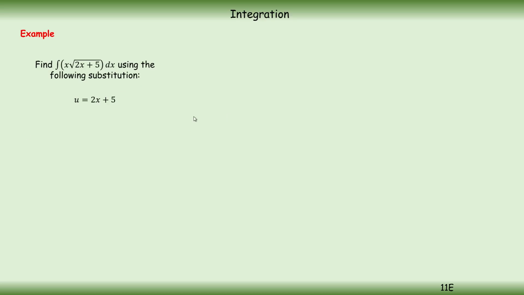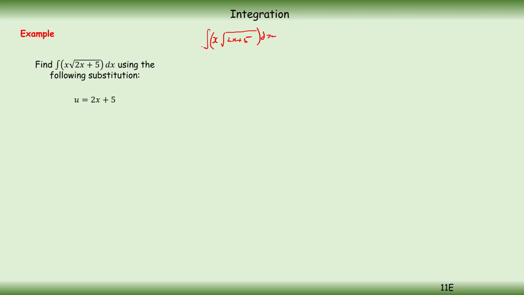So here's our example. We've got to integrate x times the square root of 2x plus 5 with respect to x. And they've given us a substitution to use. So first things first, let's have a quick look at this integral. We need to integrate x times the square root of 2x plus 5 with respect to x. Let's put brackets around it.